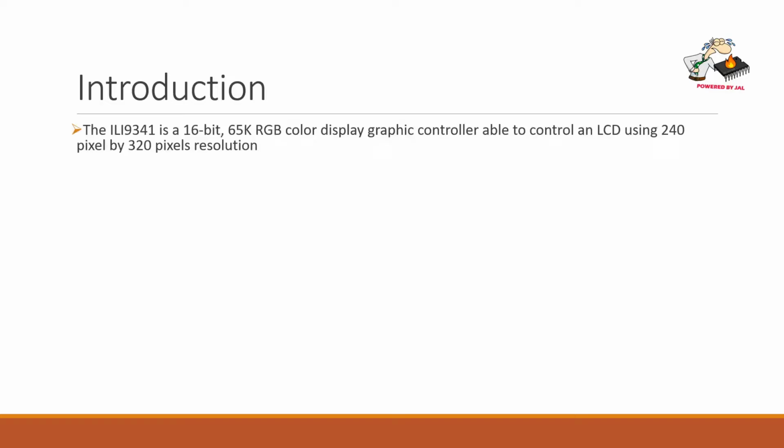So, this ILI9341 is a 16-bit, 65K color RGB display graphic controller, and it can control a display using 240 pixels by 320 pixels resolution. It can be used with a parallel interface or a serial SPI interface.